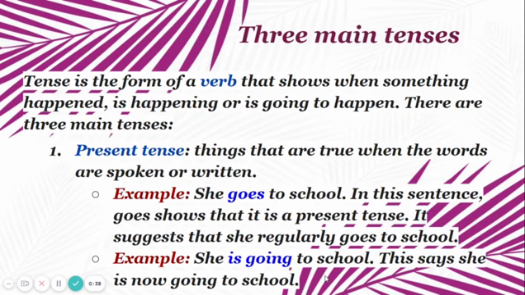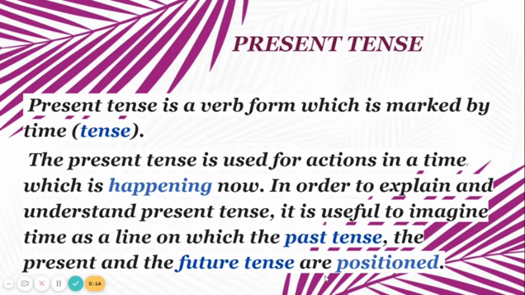So, what is meant by present tense? Present tense means the things that are true when the words are spoken or written, that come under the present happening things. First, we have seen the example. She goes to school. That means a current situation that is happening. And next, we can see she is going to school. And next, we can see briefly about present tense. Present tense is a verb form which is marked by time.